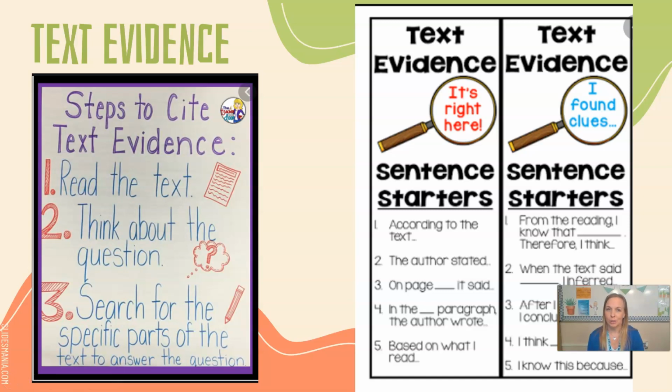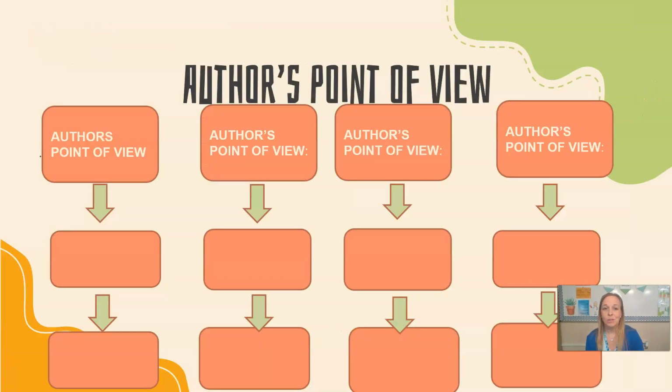Keep up the good work with those. As for today, we're going to continue with our author's point of view by using our tree map. Yesterday, you chose details from each page, and then you chose one big important author's point of view about the whole story, Kids to the Rescue. Well, today, we actually are going to break it down page by page by page.